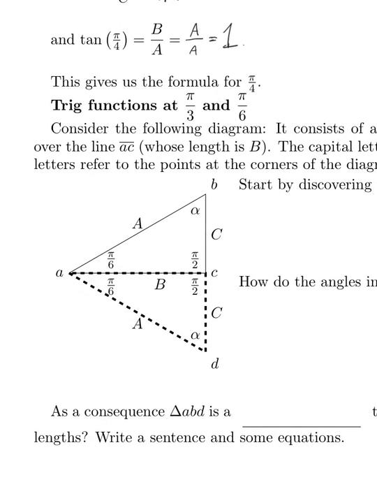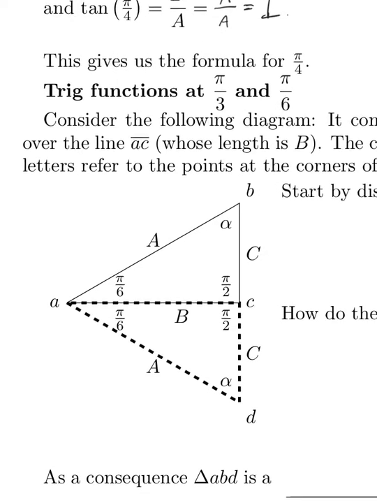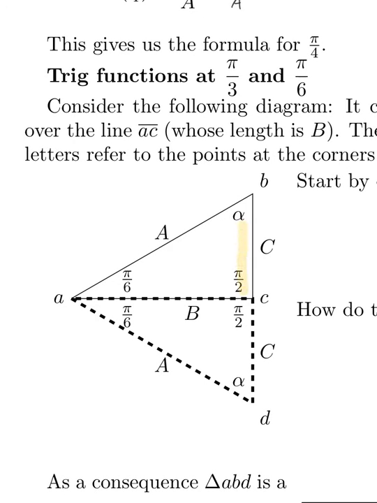So tangent of pi over 4 is 1. Carrying on, let's try to do the same thing to determine the trig functions at pi over 3 and at pi over 6. So let's think about what we would need to do. In order to understand the trig functions at pi over 6, we'll want to understand what happens to a right triangle which has an angle of length pi over 6. So let's study this triangle, which contains in it an angle of length pi over 6.